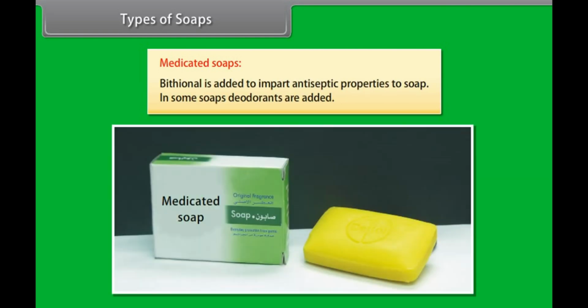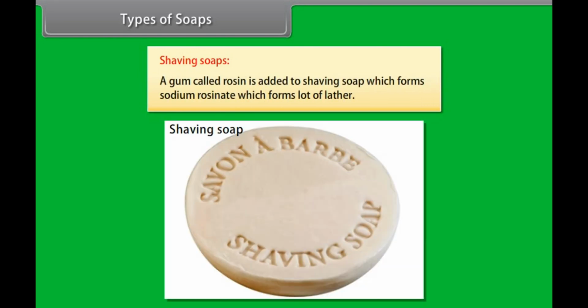Medicated soaps. Bithionol is added to impart antiseptic properties to soap. In some soaps, deodorants are added. Shaving soaps. A gum called rosin is added to shaving soap, which forms sodium rosinate, which forms lot of lather. Glycerol is also added to them to prevent drying.